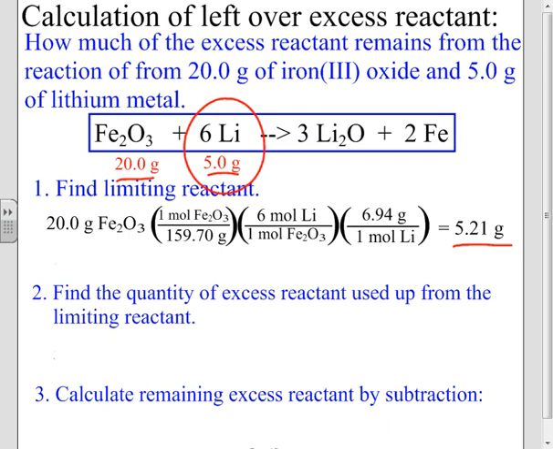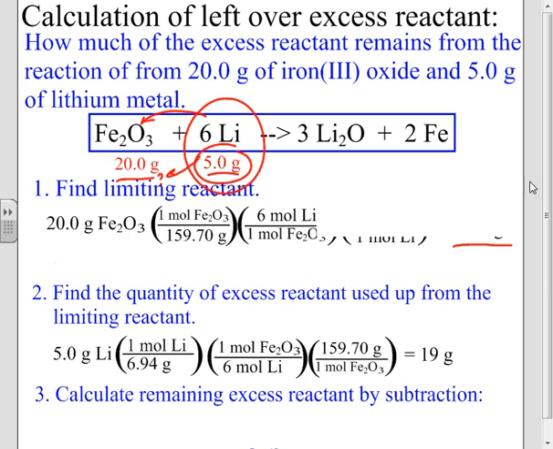So if lithium is the limiting reactant, we're going to use it to figure out how much of the iron 3 oxide is going to be needed. And so we're going to take the 5 grams of lithium, convert to moles of lithium, to moles of iron 3 oxide, then to grams of iron 3 oxide. Again, we're asking for 5 grams of this, how much of this am I really going to use up? And so that is what that calculation looks like.